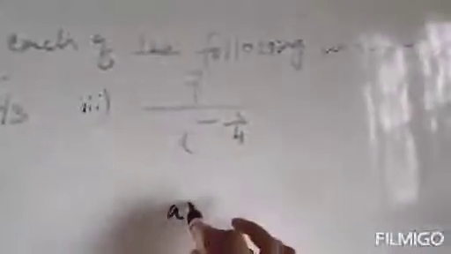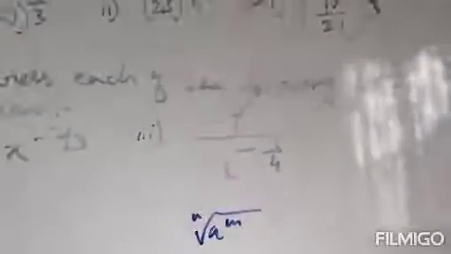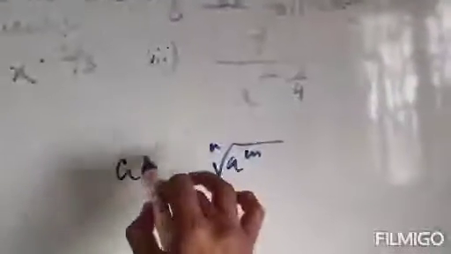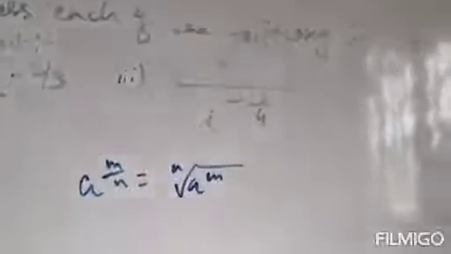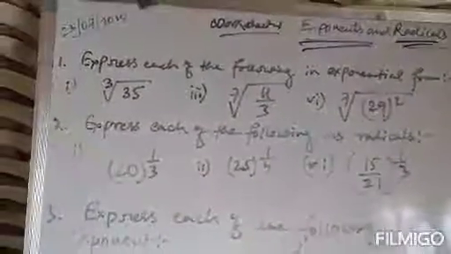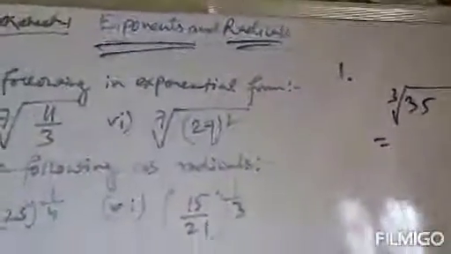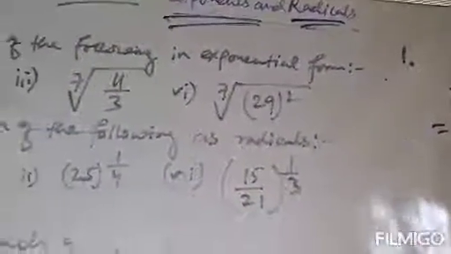Now see carefully, the radical form is given here. The formula says a to the power m by n equals the nth root of a to the power m. So this was the radical form. Here the radical form is given, and we have to convert it into exponential form, that is, having the base and the power. So the first question is the cube root of 35. From radical form we have to convert it into exponential form.